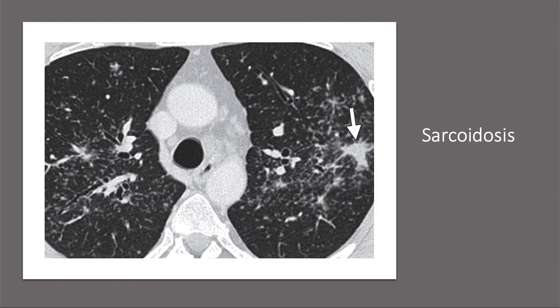On the picture, the computed tomography scan shows multiple micronodules with a peribronchovascular distribution in both lungs, predominantly in the upper and middle lobes. One cluster of nodules in the periphery of the left upper lobe, shown by the arrow, has coalesced to form a conglomerate lesion. The presence of well-formed non-necrotic granulomas on pathology strongly favors sarcoidosis over hypersensitivity pneumonitis.